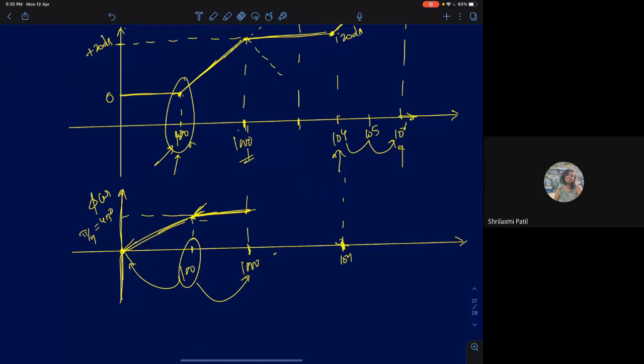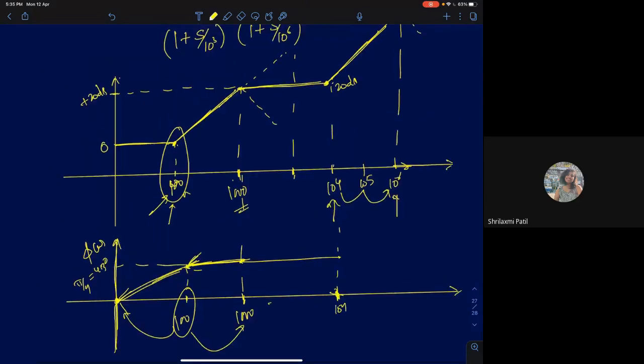What will be the value at 10 power 4? Is it 90 degrees or is it 45? Think about it this way. The moment you have reached 10 power 4, will there be any effect of the 0 on the pole here?